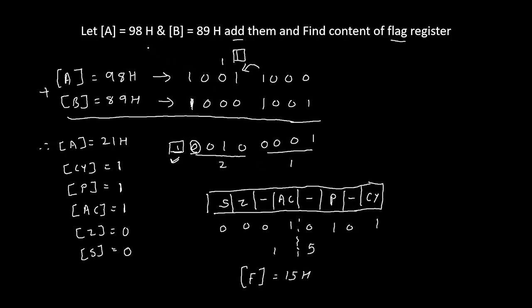We performed addition of these two numbers, we got answer in accumulator, and according to this answer we decided various conditions of 5 flags. And by deciding those 5 flags values, we finally found out the values of flag register. Now let's take one more example. In this example, instead of doing addition, we are going to do the subtraction.